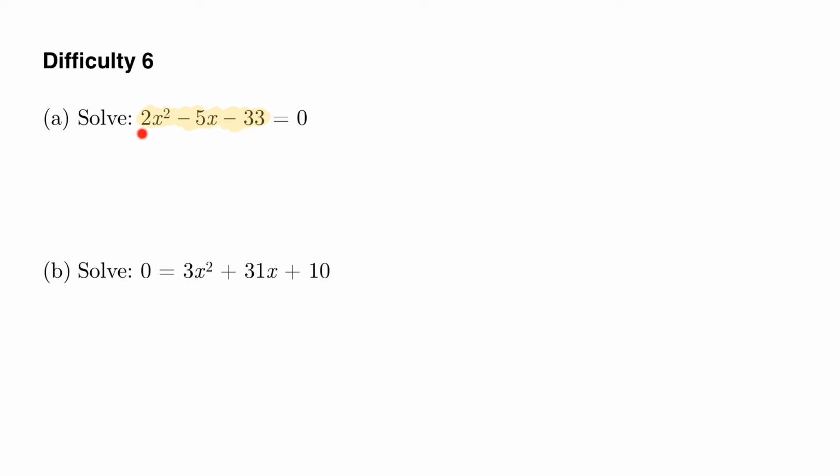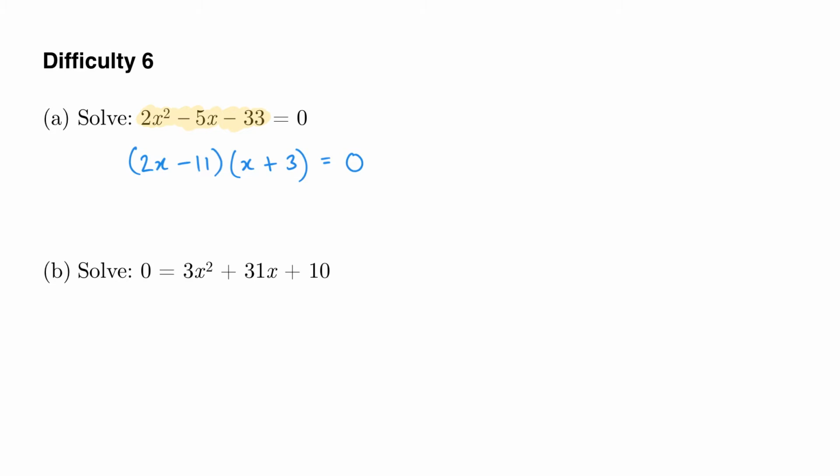Let's start by factorizing this. This will give us 2x minus 11 multiplied by x plus 3, and that equals 0. So as you've seen in the previous video, we've now got a product of two quantities that give us 0. So that means either this is 0 or this is 0.